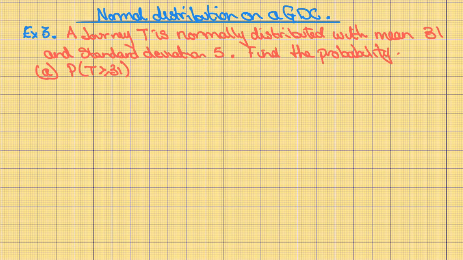Normal distribution on a GDC. Example 3. A journey, T, is normally distributed with mean 31 and standard deviation 5. A. Find the probability that T is greater than 31. First, draw yourself a diagram.